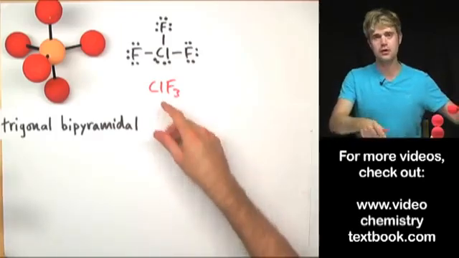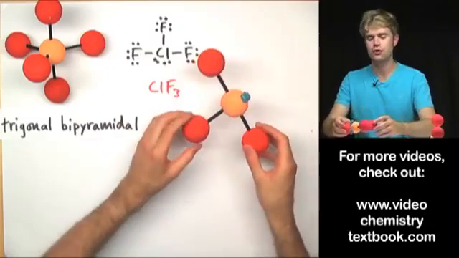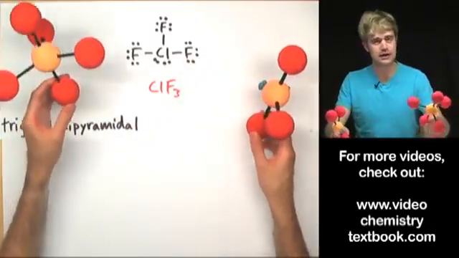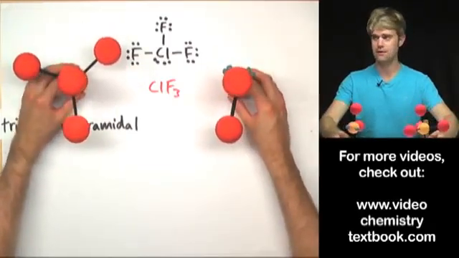So ClF3, or other molecules that have 3 bonds and 2 electron pairs, are going to form a shape that looks like this, okay? Check out how this is related to the trigonal bipyramidal shape, okay? Let's look at this from the top down.